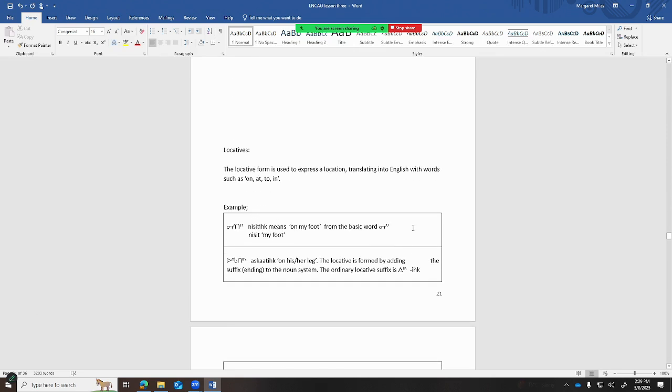So here, the next example is locatives. The form used here is to express a location, translating into English with words such as on, at, to, or in. Here we have an example. Nisitik. Nisitik means on my foot, from the basic word nisit, my foot. Uskatik, on his or her leg.